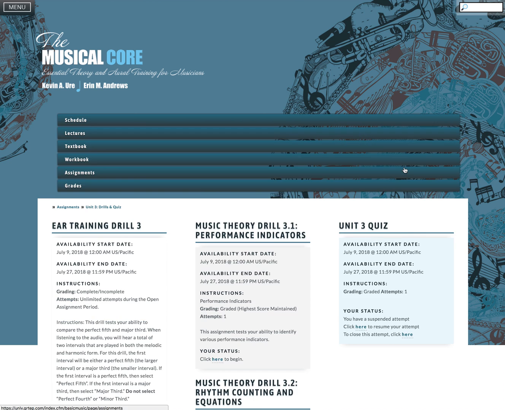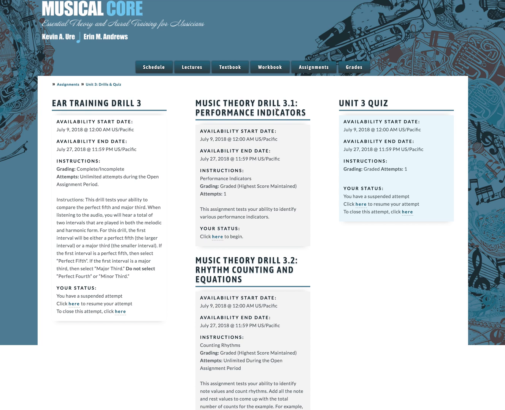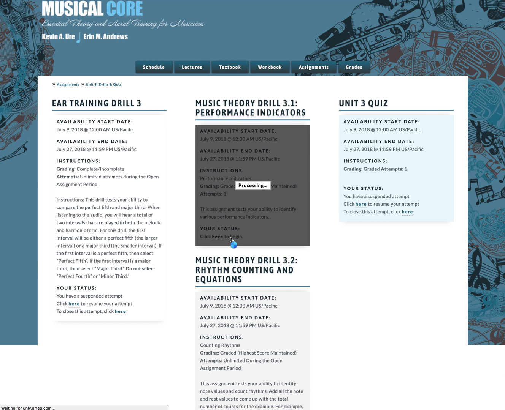We're already in Unit 3. Real simple. Performance indicators. This is really self-explanatory. I'm not going to go over this very much. You just need to match the performance indicator with the correct term.